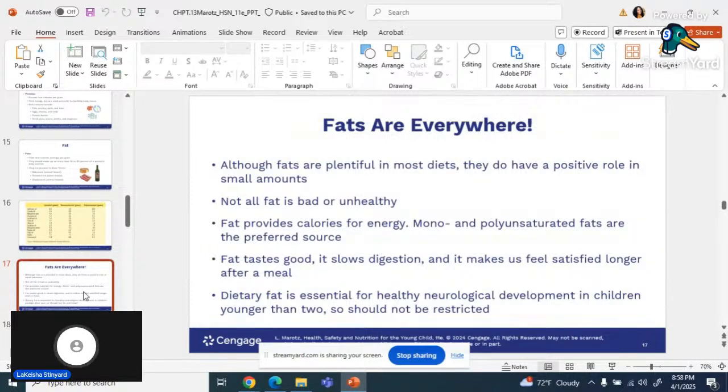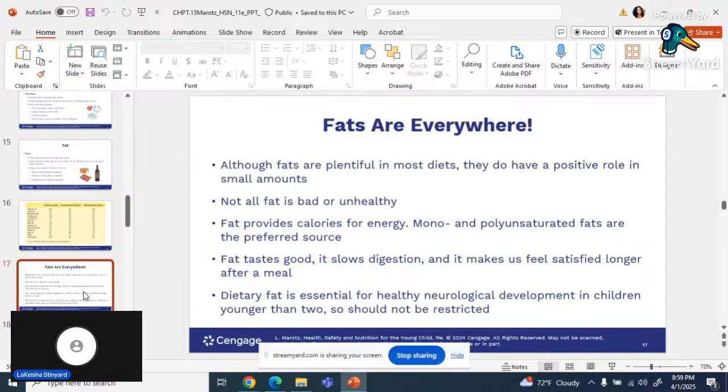However, fats are everywhere. I don't care what you do, fats are just everywhere. And in most diets, they do have a positive role, though, but in only a small amount. You just can't eat a whole lot of fats. Not all fat is bad or unhealthy, though.